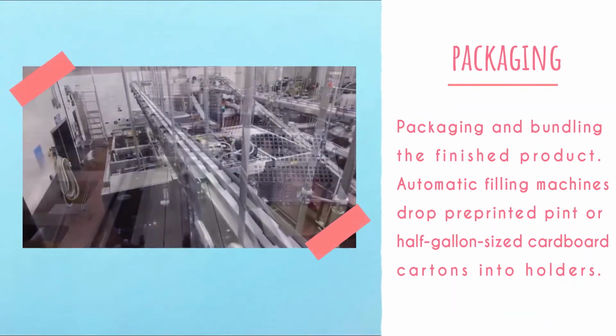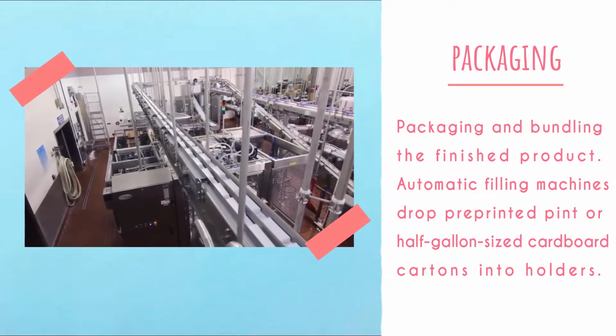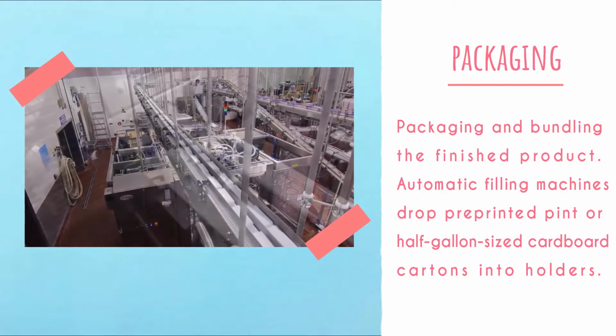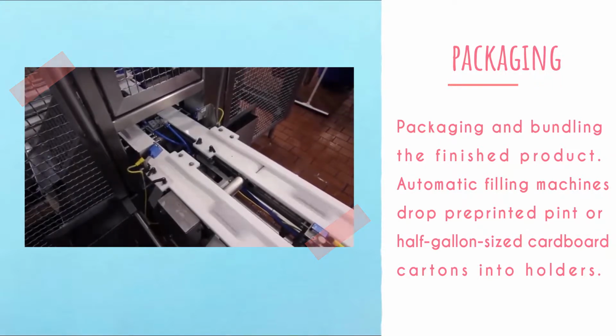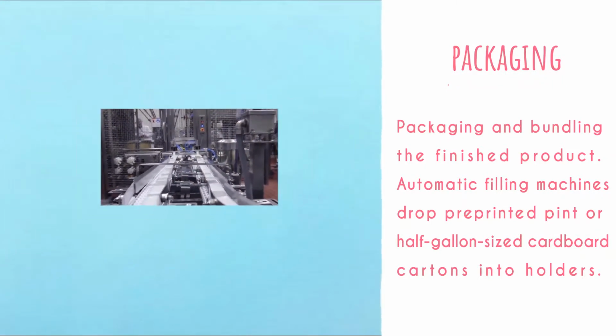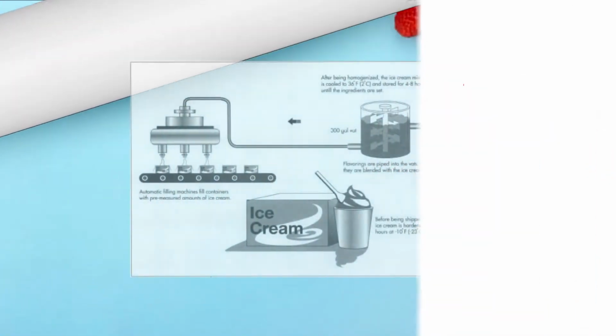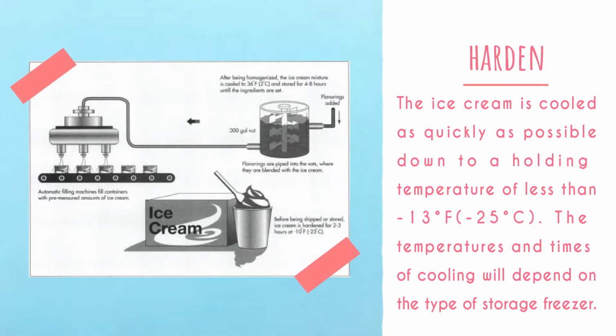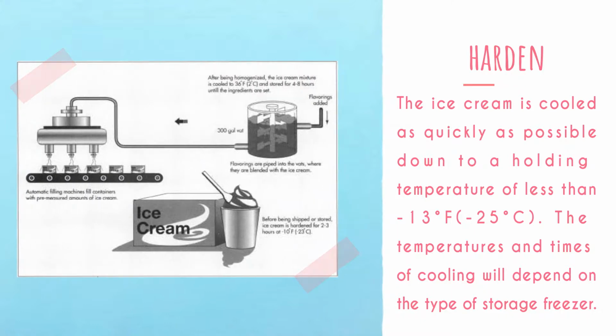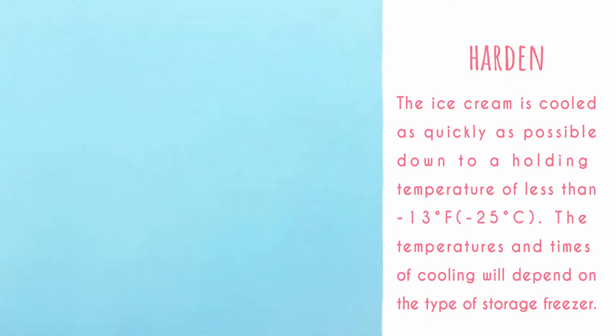Packaging. Packaging and bundling the finished product. Automatic filling machines drop pre-printed pint or half-gallon sized cardboard cartons into holders. Harden. The ice cream is cooled as quickly as possible down to a holding temperature of less than -13 degrees Fahrenheit, -25 degrees Celsius. The temperatures and times of cooling will depend on the type of storage freezer.